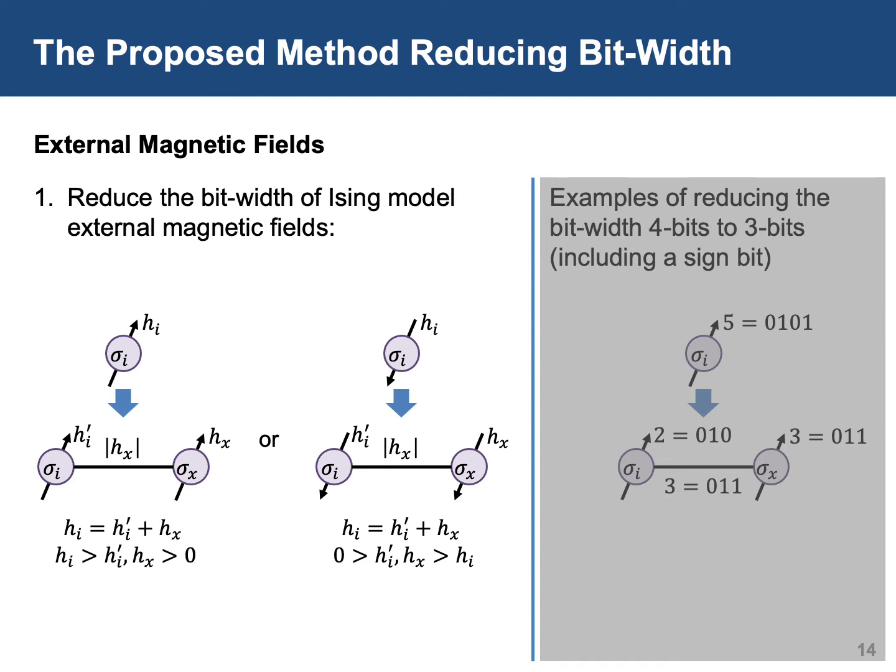Next is a method to reduce the bit width of the external magnetic field coefficient. The figure on the left shows how to reduce the bit width of the external magnetic field coefficient. By connecting the sigma i and the added extra spin sigma x, as shown in the figure, the bit width of the external magnetic field coefficient can be reduced without changing the ground state. An example is shown in the figure on the right. In the example, the 4-bit external magnetic field coefficient is reduced to 3 bits.